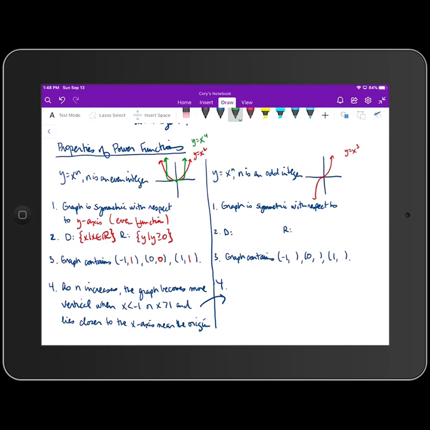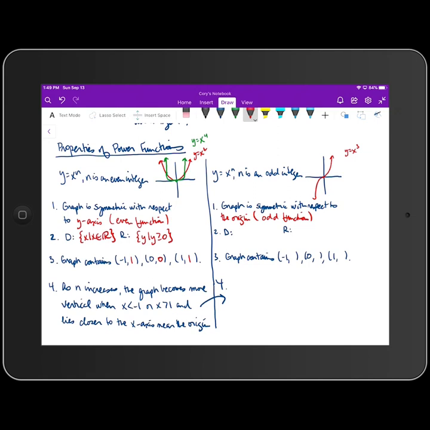Okay, so we're going to do the same properties for x to the n power, where n is an odd integer. We're going to look at the graph of x cubed, and then state some general properties based on our observation of that graph. So number one, the graph is symmetric with respect to the origin. We see that that graph has origin symmetry, and if the graph has origin symmetry, that means that the function is an odd function.